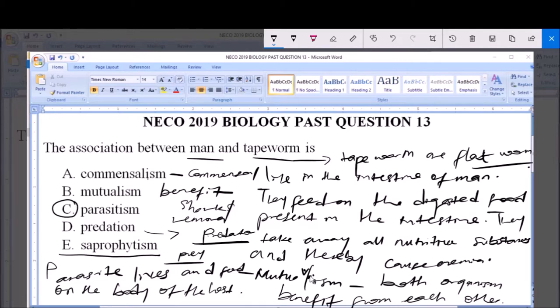Because the tapeworm is a parasite that lives and feeds. It lives inside the man, which is the host, that is in the intestine of man. Man being the host and the tapeworm being the parasite. Now it feeds on the host, that is feeding on digested food present in the intestine of the host, which is man, and also causes damage to man by causing anemia, vomiting, and other sorts of diseases. So the association between man and tapeworm is parasitism.